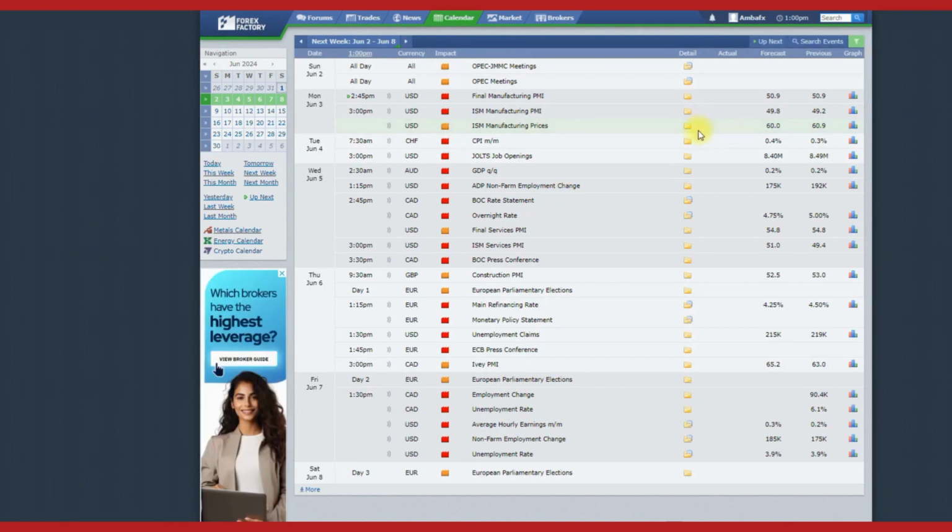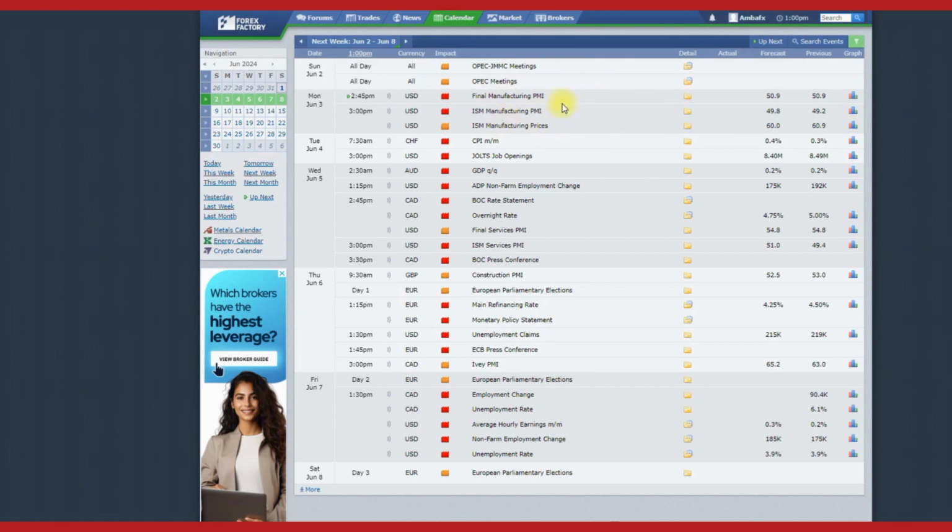Like I said, next week we are going to have a lot of volatility in the market, which is coming from the first day, that is Monday. We have the final manufacturing PMI, ISM manufacturing PMI, which is a leading indicator news for the US dollar, and it's very, very important.